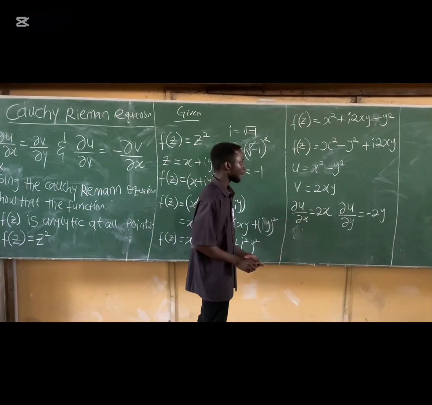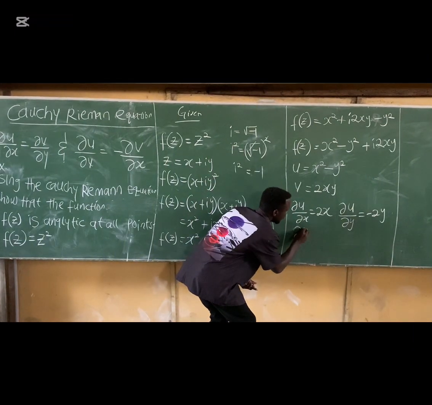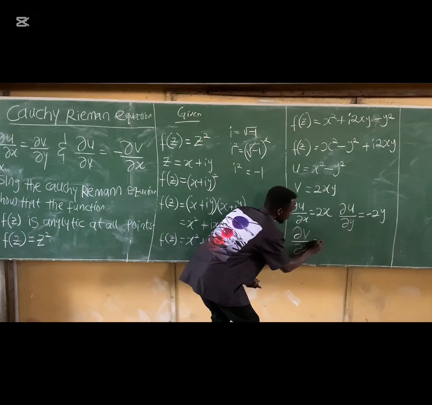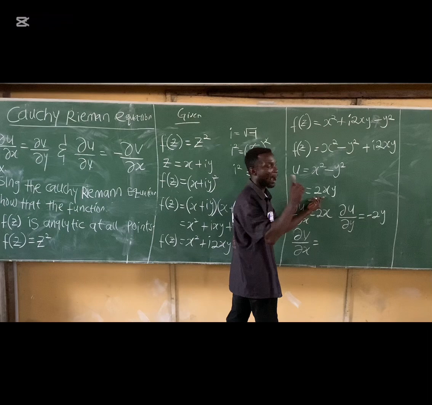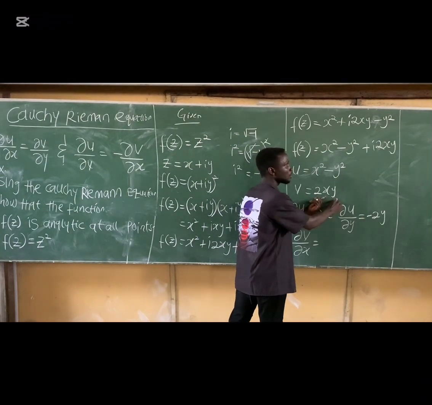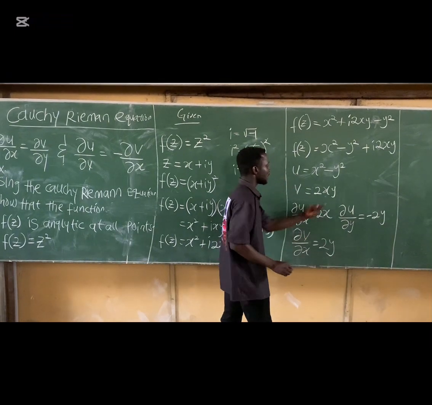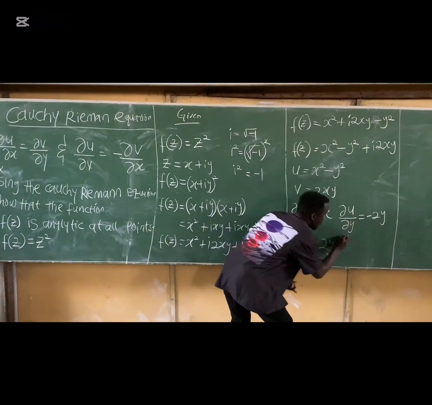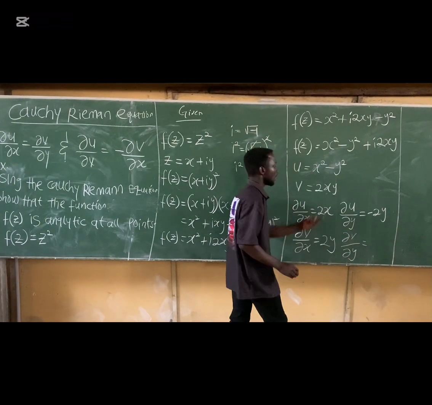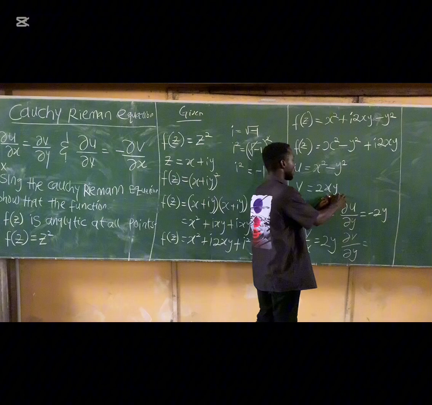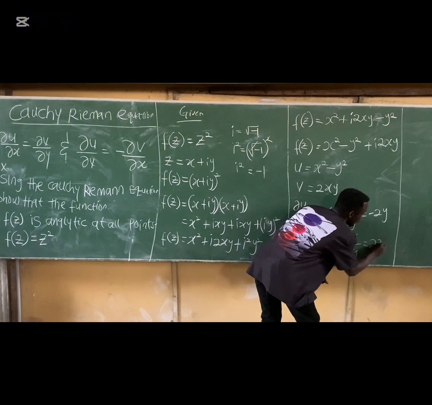Also, let's go to v here. Differentiate v with respect to x. We have dv dx is equal to, differentiate x here, you have 1 times 2 times y, which becomes 2y. So dv dx is equal to 2y. Differentiate v with respect to y, which is dv divided by dy. We have differentiate y here, we have 1 times 2x, which becomes 2x.